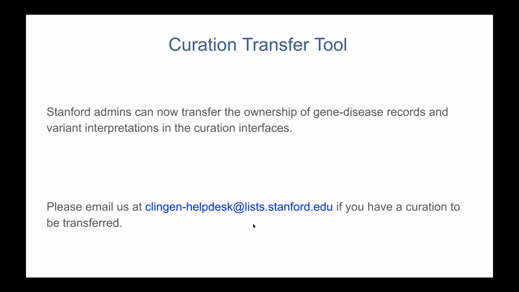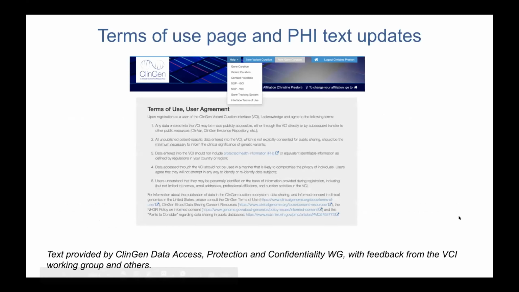The next thing to mention is that we, in the VCI working group, in conjunction with the ClinGen Data Access Protection and Confidentiality Working Group, have put together new terms of use and user agreement text that is appearing now in the interface terms of use page that you can access from the help pull down. And this is just language that clarifies and specifies that data entered into the VCI may be publicly accessible and should not include anything that could be considered PHI. So we encourage everyone to go take a look at the terms of use, if you haven't yet stumbled across that.